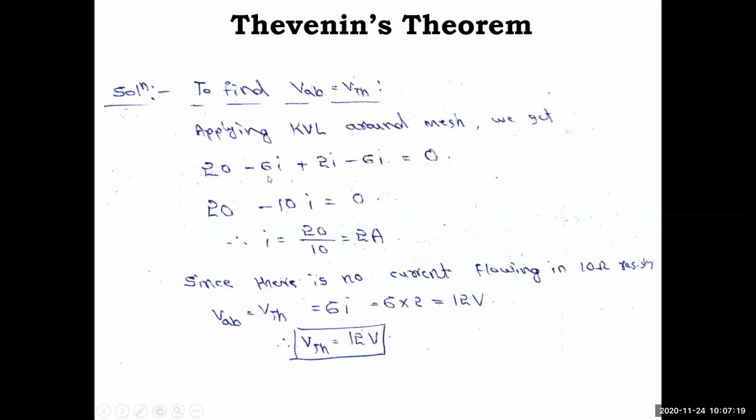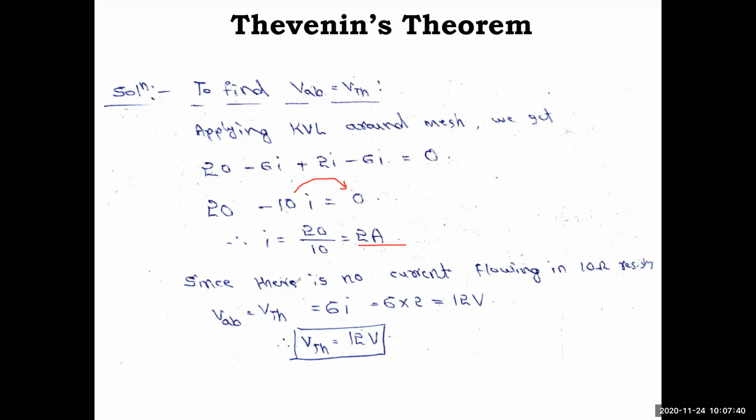Now if we simplify, 20 minus 10I is equal to 0. Taking it to the right side, 10I is equal to 20. That step I have not written; I have written the value straight away, which is 20 by 10 equal to 2 amps. Resistors are given in ohms here, that's why current is in amps.